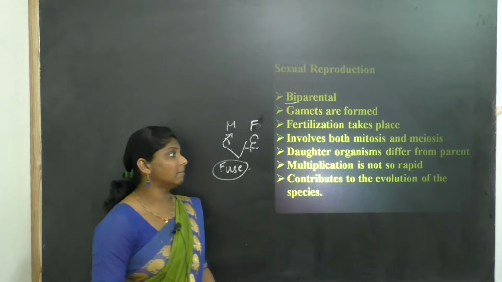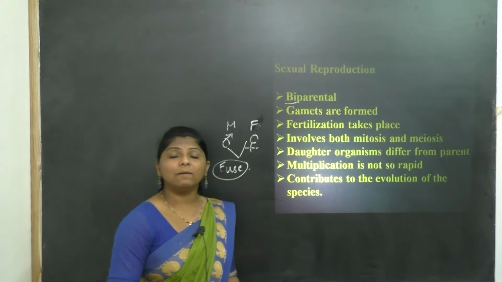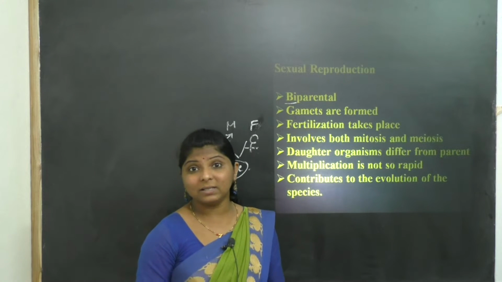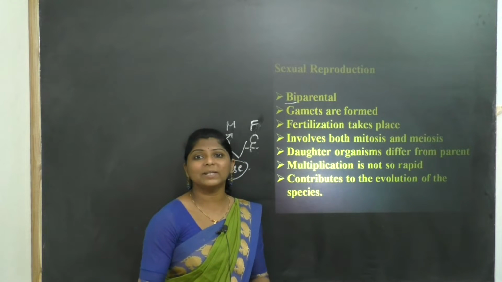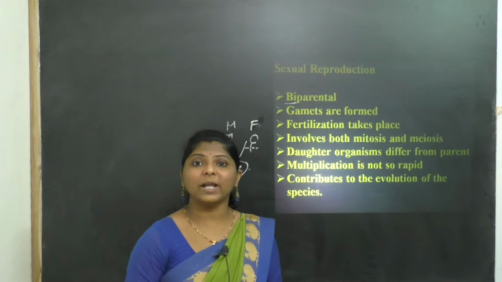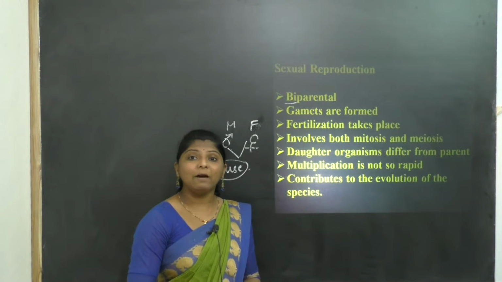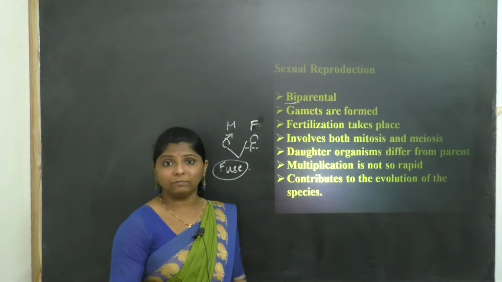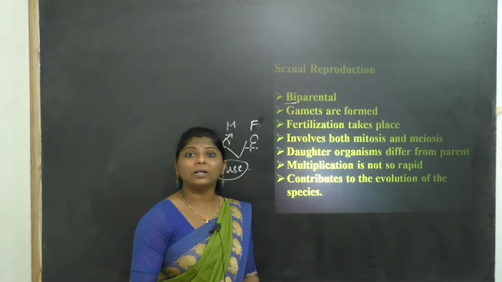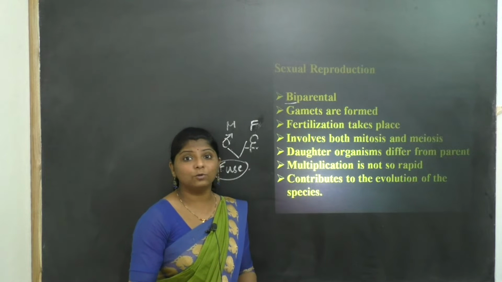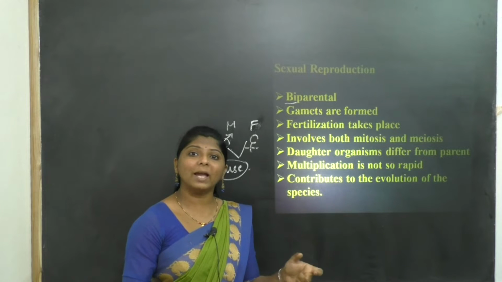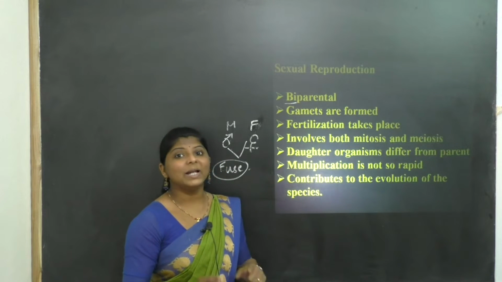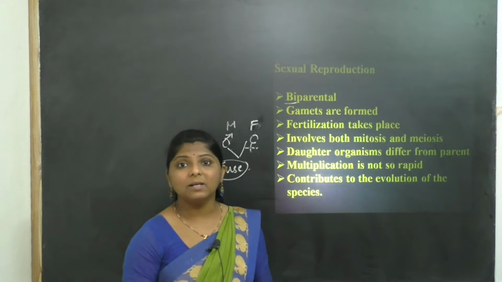Next, it involves both mitosis and meiosis. In sexual reproduction, when it comes to cell division, for the formation of gametes, meiosis has to take place, since usually the adult or the meiocytes will be diploid. That is why meiosis has to take place, and only then there will be formation of gametes. After the formation and fusion of gametes, once the zygote is formed, the embryo which comes from the zygote has to undergo growth. When it shows growth, it has to show cell division, mitosis. So for the formation of gametes, meiosis is required. For the growth of the embryo, mitosis is required. So in sexual reproduction, both mitosis as well as meiosis are required.